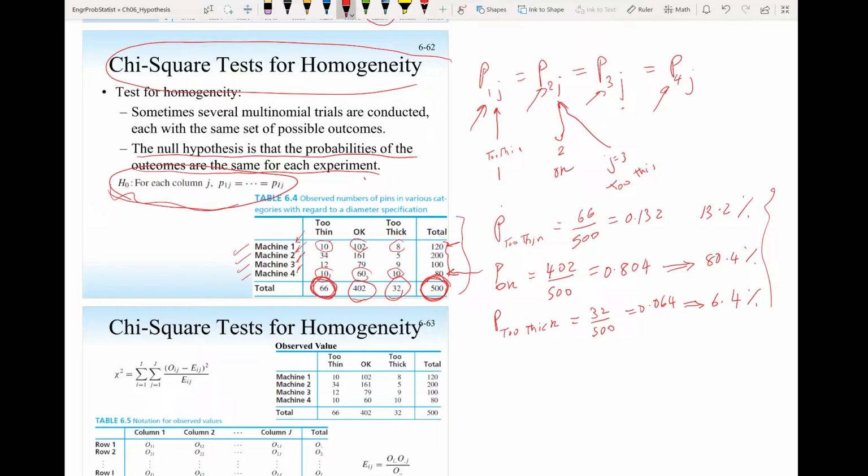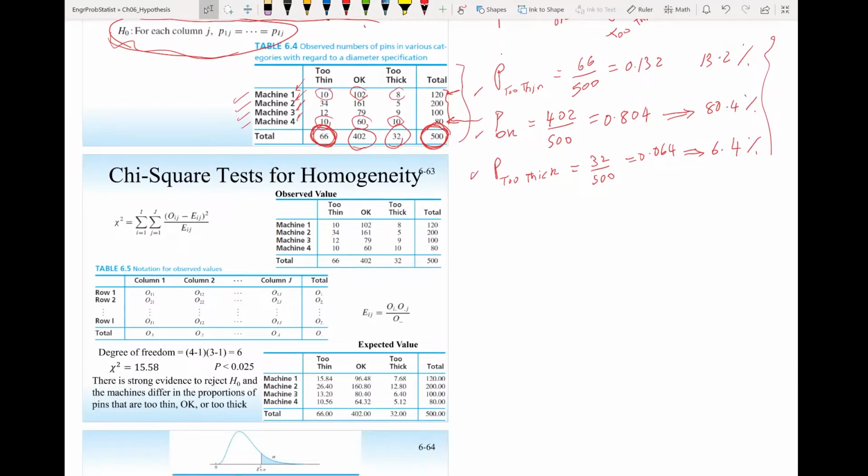Okay. So if they are homogeneous, all of them the same machine, then the probability for each machine should be the same. And now I can calculate the expected value. So the expected value should be the following. Machine 1, how many too thin does it have to make? Well, it produces a total of 120, which is the same as here. So for machine 1, too thin should be 120 times the probability of thin, which is 0.132. This should give us 15.84, which is this.